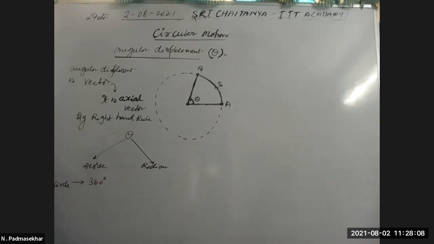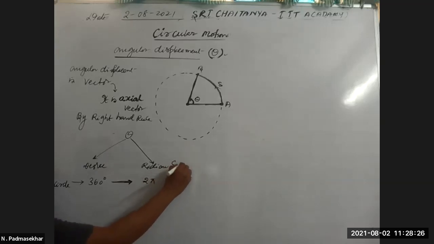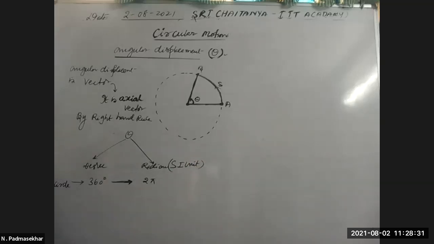360 degrees means how many radians? చెప్పండి, మీకు తెలుసు కాబట్టి అడుగుతున్నా. 360 degrees means how many radians? 2 pi. Very good. 2 pi radians. This is the SI unit.